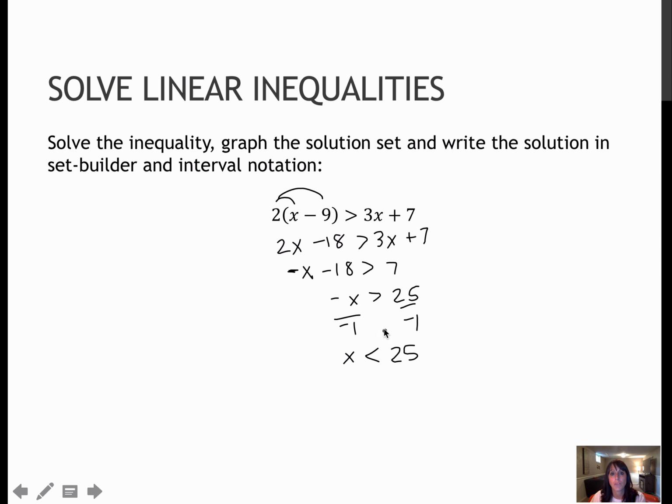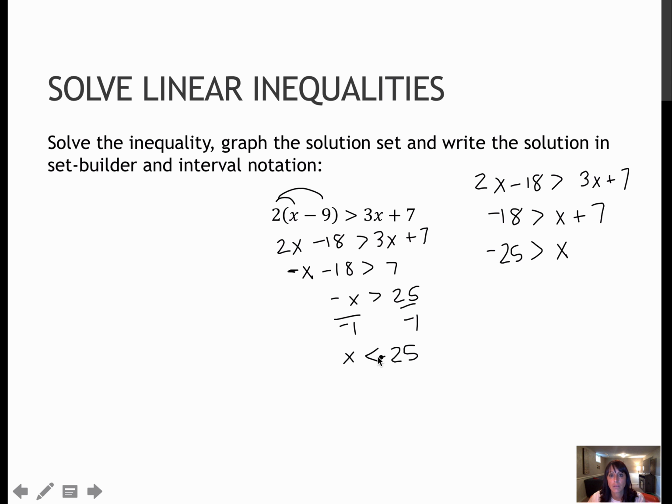So a lot of people get confused by that. So let's take a look at what would happen if on this step instead I subtracted 2x instead of 3x. So let's show that real quick so you understand why we had to flip that inequality around. If I subtract the 2x, that gives me negative 18 is greater than x plus 7. I would subtract the 7, which gives me negative 25 is greater than or equal to x.